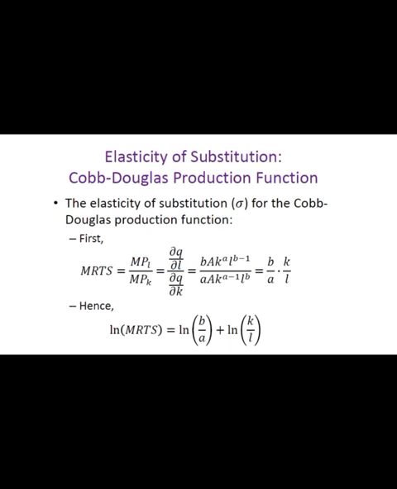Look at our equation. Ln K over L is a linear function of ln MRTS with a slope of 1. The derivative of a variable with respect to itself is always 1. Therefore, sigma equals 1. It's that straightforward.